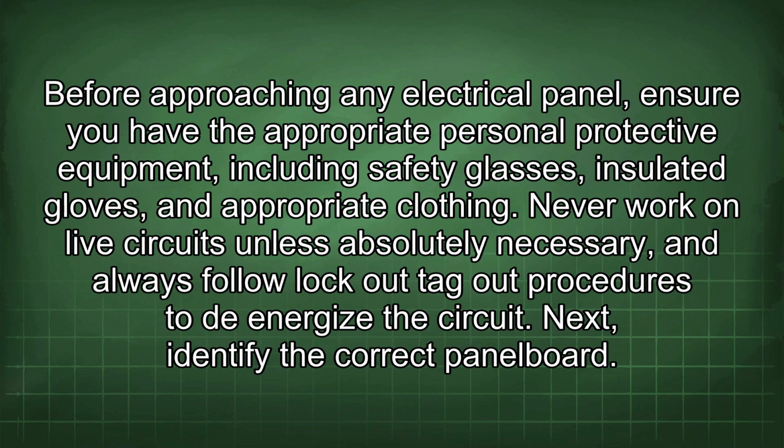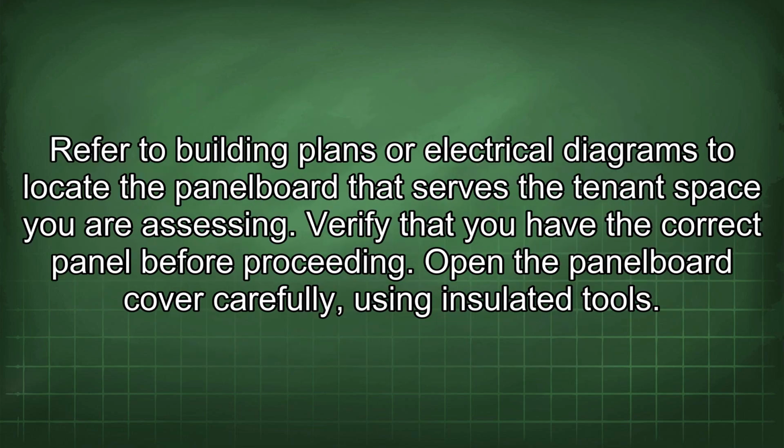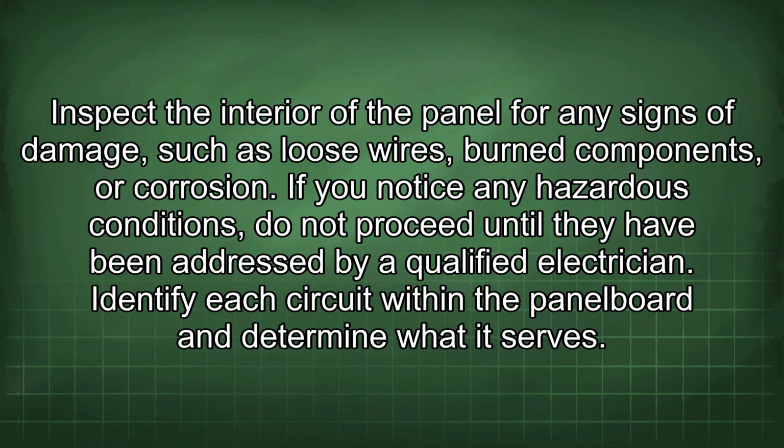Next, identify the correct panel board. Refer to building plans or electrical diagrams to locate the panel board that serves the tenant space you are assessing. Verify that you have the correct panel before proceeding. Open the panel board cover carefully, using insulated tools. Inspect the interior of the panel for any signs of damage, such as loose wires, burned components, or corrosion. If you notice any hazardous conditions, do not proceed until they have been addressed by a qualified electrician.